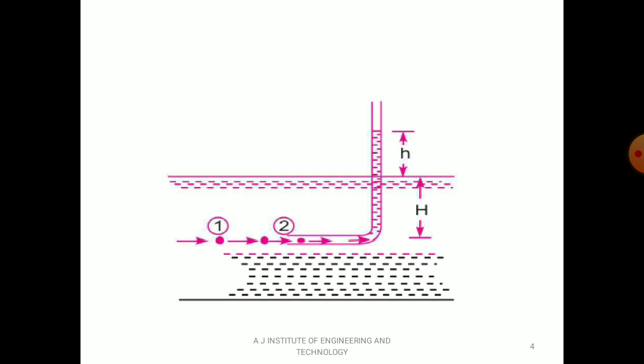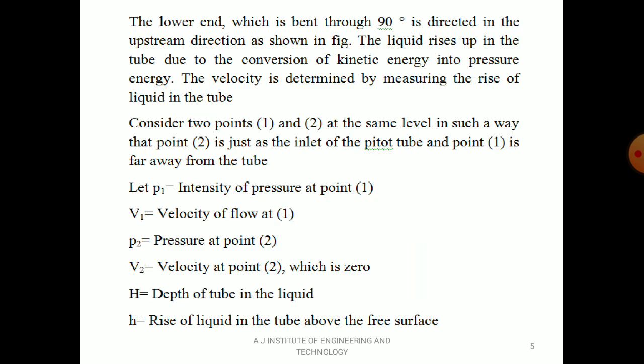At the inlet of the pitot tube, the fluid enters. It sticks to the wall as there is no outlet for the pitot tube. As a result, the velocity reaches zero because the fluid particle is going to stick to the wall. That is the principle, because of which V2 equal to 0. Let H equal to the depth of the tube in the liquid and small letter h equal to the rise of liquid in the tube above the free surface.